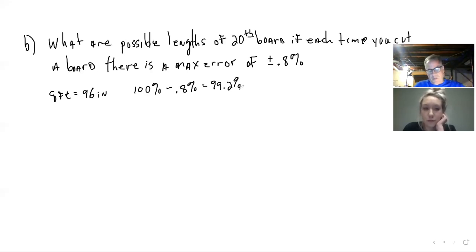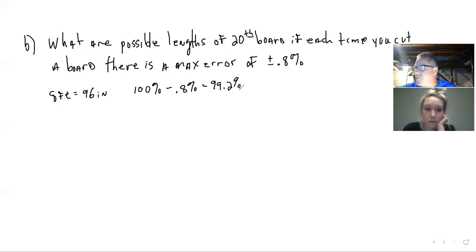Okay. And we don't really, and you'll see why in a second, need to actually do the calculation yet. I'm going to go ahead and do it. This will be times 96. So your first board would be 95.2 inches, rounding. And again, that would be as short as it could be. But remember, it's possible to have this 0.8% be short each time I cut it.